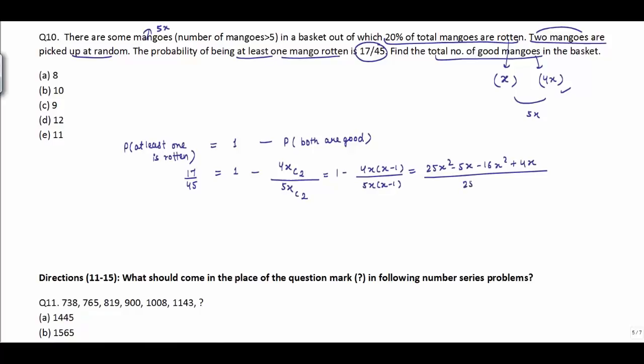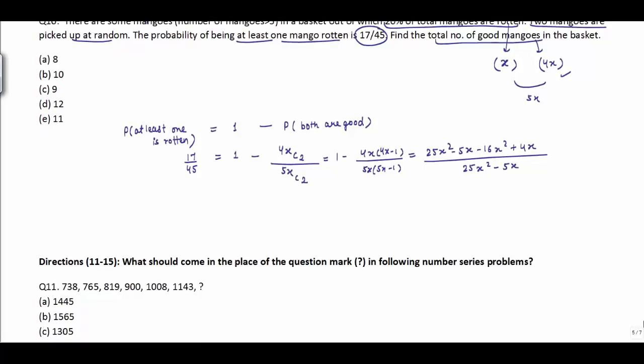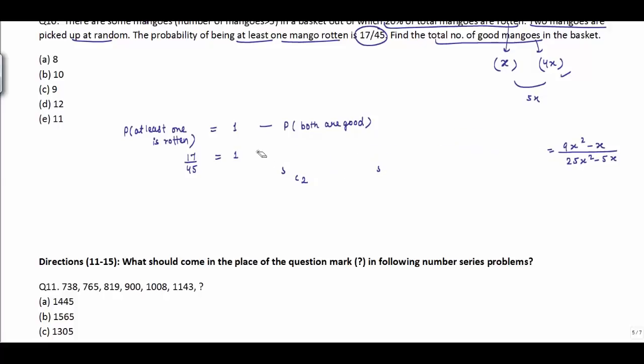Here, 4x minus 1, this would be 5x into 5x minus 1, and 4x into 4x minus 1. So 25x square minus 5x. This becomes 9x square minus x upon 25x square minus 5x as it is. This is the equation we have now. Finally, so this is 17 by 45. Now let us solve this further.